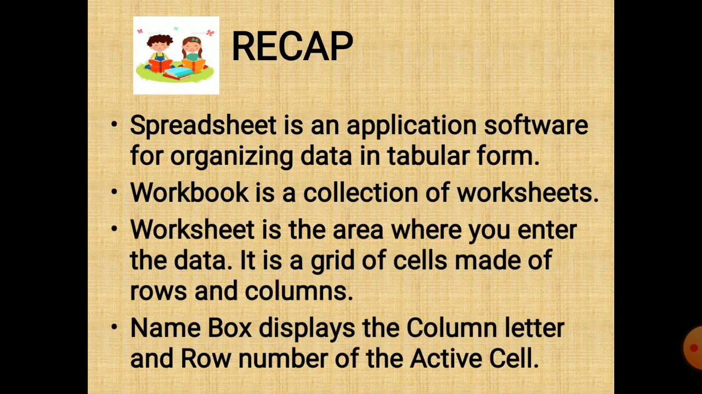Name box displays the column letter and row number of the active cell. Students, the name box is found below the ribbon on the left. It displays the column letter and row number of the active cell, like A1, B3, where A is the column name and 3 is the row number.